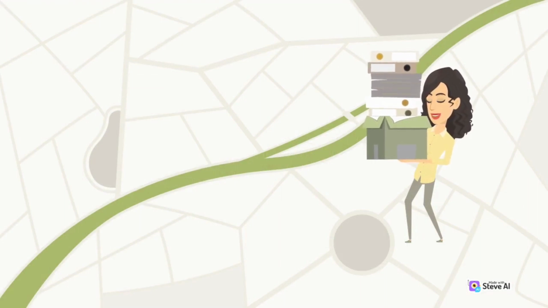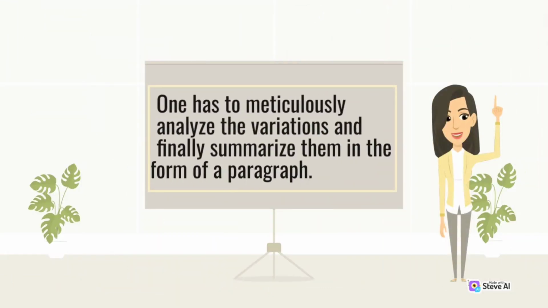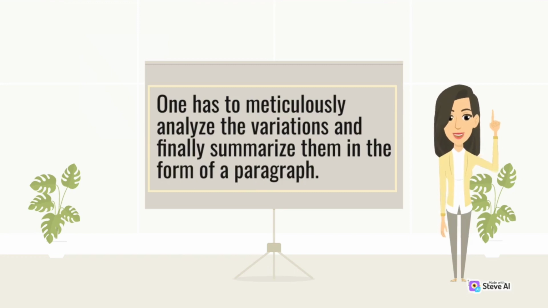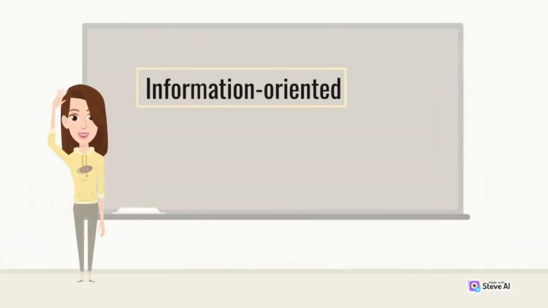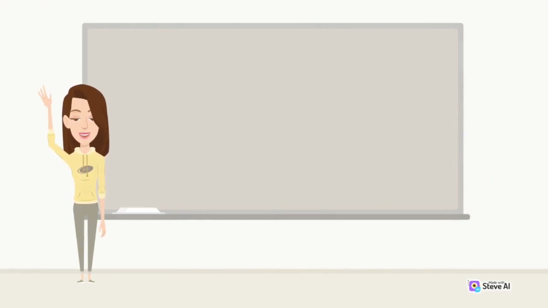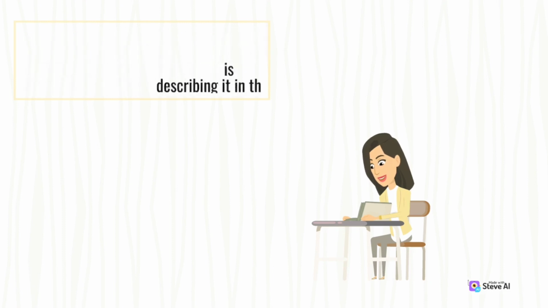Map-oriented. Here, two maps with considerable differences would be provided. One has to meticulously analyze the variations and finally summarize them in the form of a paragraph. Information-oriented. This revolves around comprehending and processing the provided information that is presented as input and eventually describing it in the form of a paragraph.